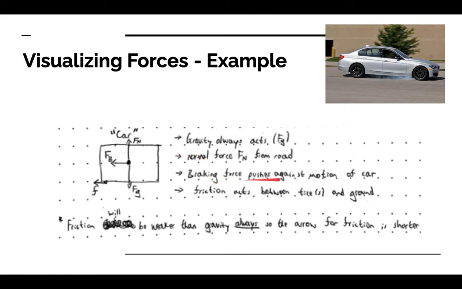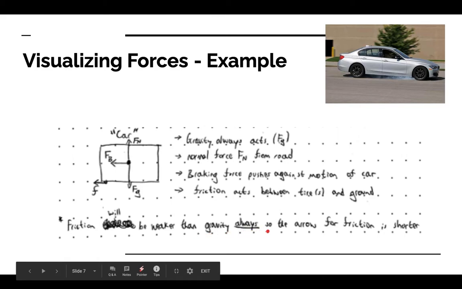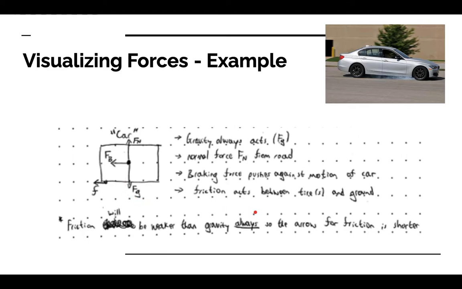The braking force of the car, if our car is braking, pushes against the motion of the car, so Fb. And the braking force tends to be weaker than the force due to gravity, so we draw this a little bit shorter. We also recognize that there's going to be friction between the tires and the road. So as a result, we draw a friction arrow with a little lowercase f for friction acting to the left. This friction arrow is the smallest of arrows since it tends to be the weakest of the forces acting. So friction will always be weaker than gravity, so the arrow of friction is always going to be shorter than the force due to gravity. And this is a basic summary of how we do a free body diagram for this example of a car braking right here.